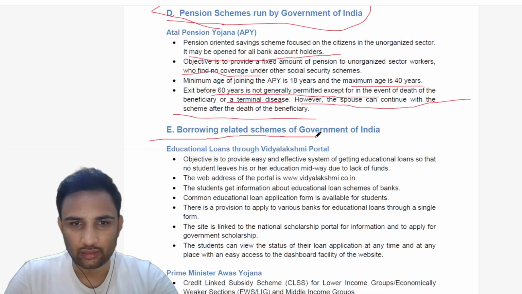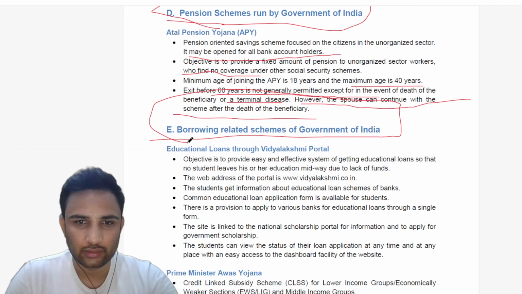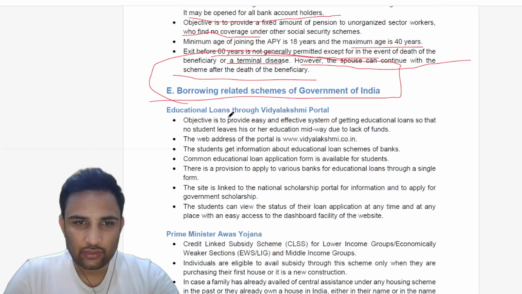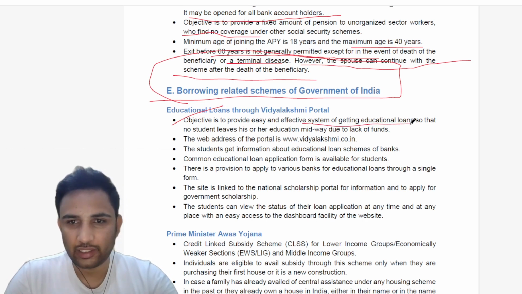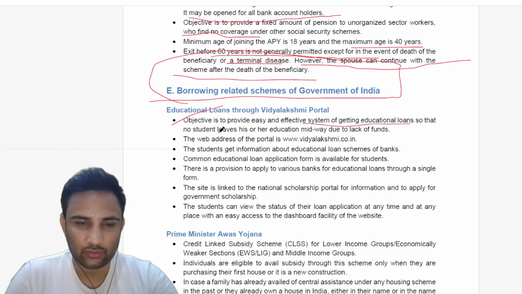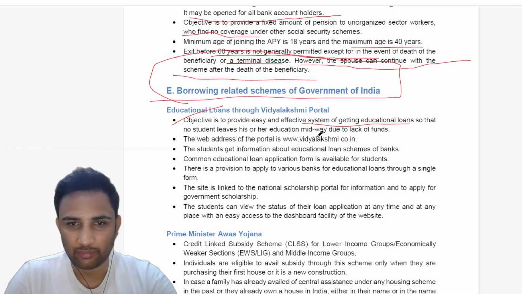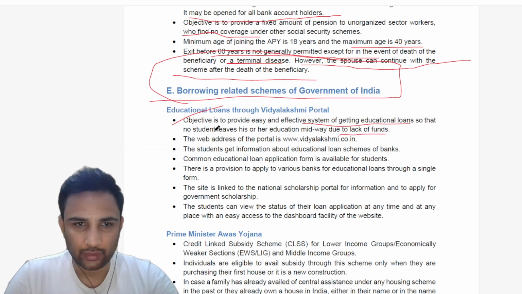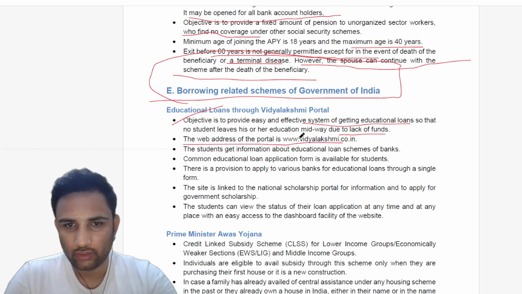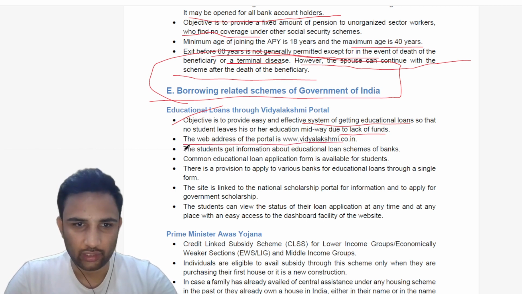Borrowing related schemes of Government of India. First one is educational loans through Vidya Lakshmi portal. Objective is to provide easy and effective system of getting educational loans so that no student leaves his or her education midway due to lack of funds. The web address of the portal is www.vidyalakshmi.co.in. The students get information about educational loan schemes of banks.